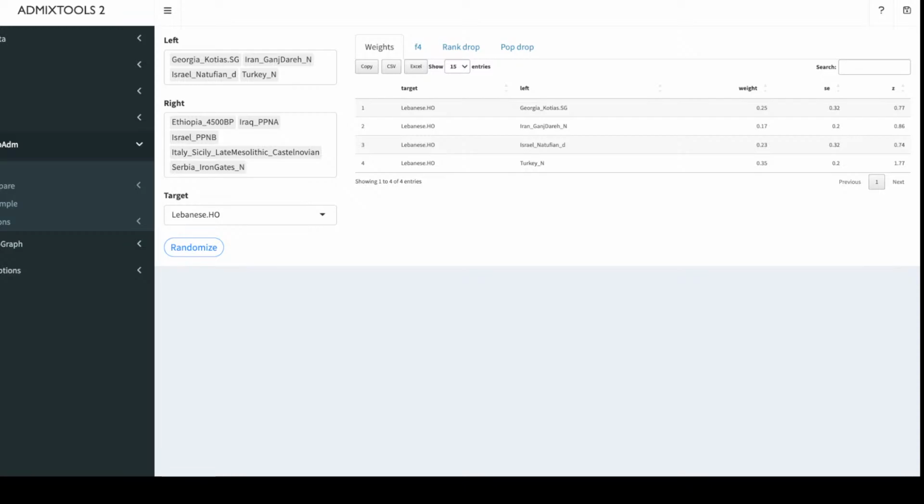So this is Lebanese in general, I guess the ones that don't identify with either group. It looks like we have Caucasus hunter-gatherer at 5%, Iranian farmer at 17%, Natufians at 23%, and early European farmers at 35%. That total is going to be 100. Once again, this is the lowest standard error that I was able to calculate.